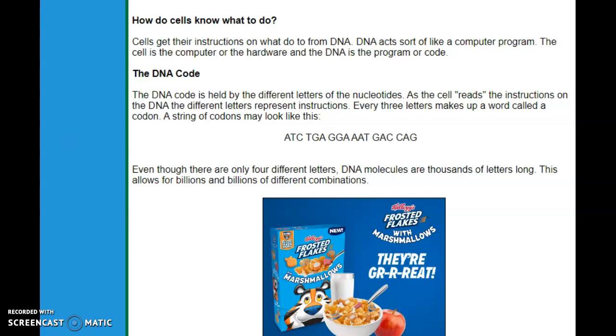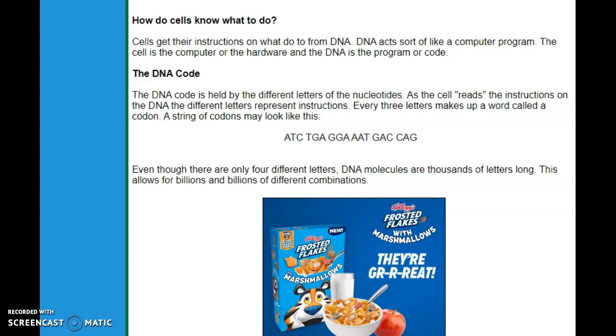The DNA code. The DNA code is held by the different letters of the nucleotides. As the cell reads the instructions on the DNA, the different letters represent instructions. Every 3 letters makes up a word called a codon. A string of codons may look like this: ATC, TGA, GGA, AAT, GAC, CAG.